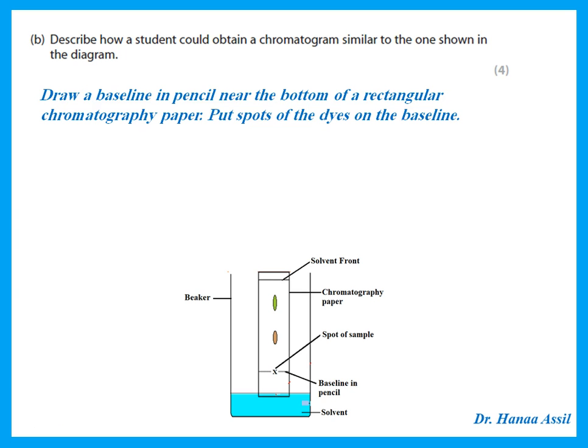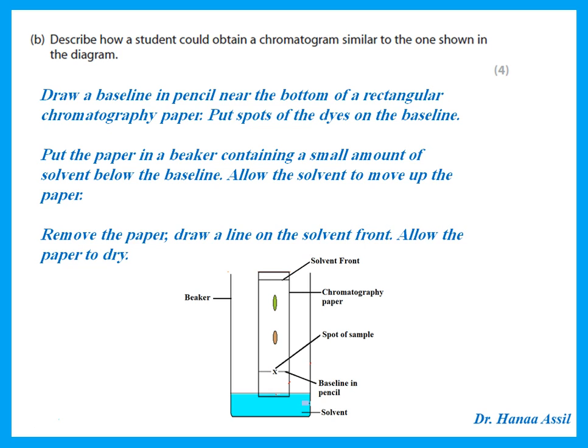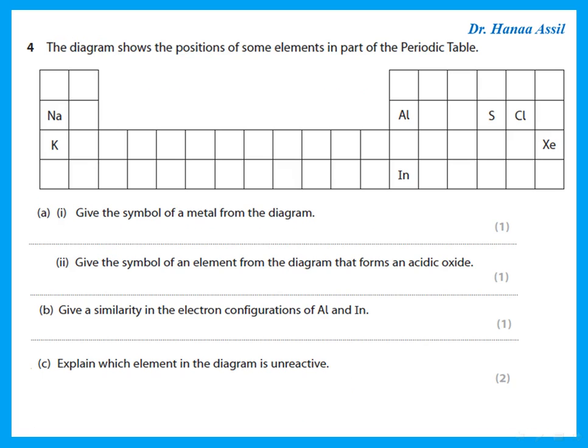Draw a baseline in pencil near the bottom of a rectangular chromatography paper. And then we put spots of the dyes on the baseline. And then we put the paper in a beaker containing a small amount of solvent. And the solvent should be below the baseline. Allow the solvent to move up the paper and then remove the paper. Draw a line on the solvent front. Can you see where the solvent front is? Solvent front is where the solvent went up to. And we allow the paper to dry and determine how many spots for each sample.